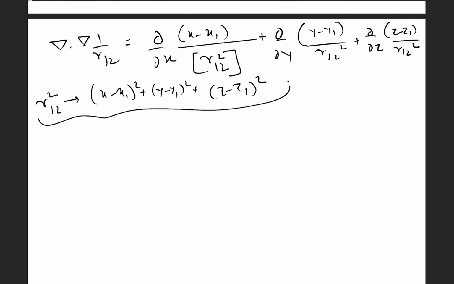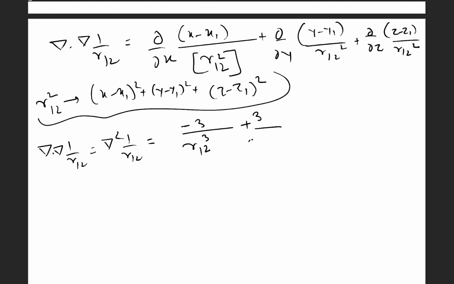After putting this in and solving, we will find that del dot del of 1 by r12, which is del squared of 1 by r12, is equal to minus 3 by r12 raised to power 3 plus 3 by r12 raised to power 5 into (x minus x1) squared plus (y minus y1) squared plus (z minus z1) squared. It is found by simply solving this.